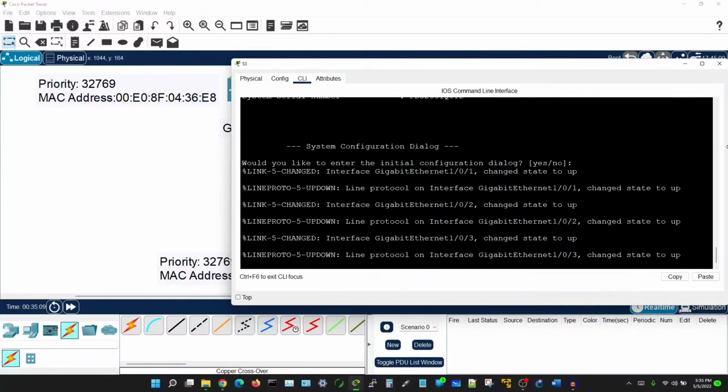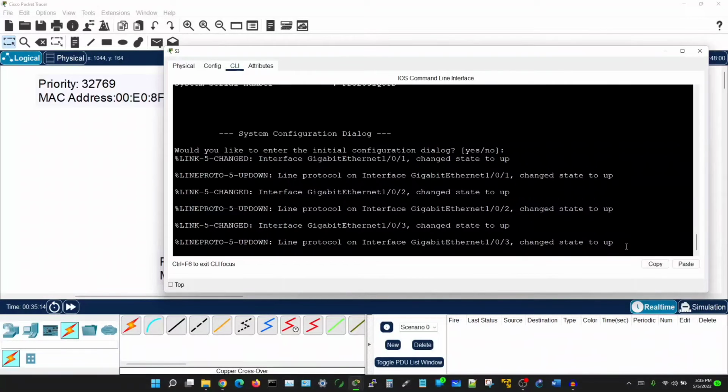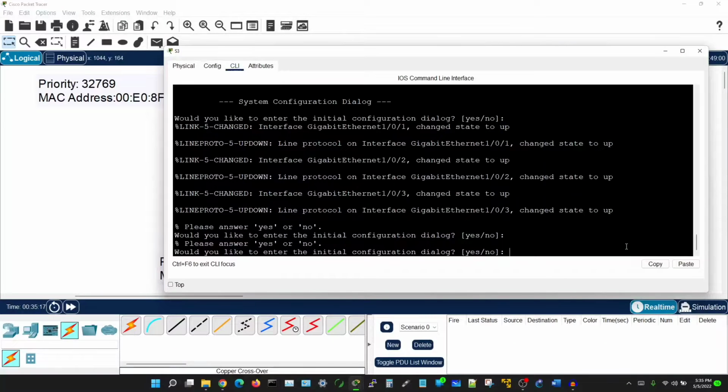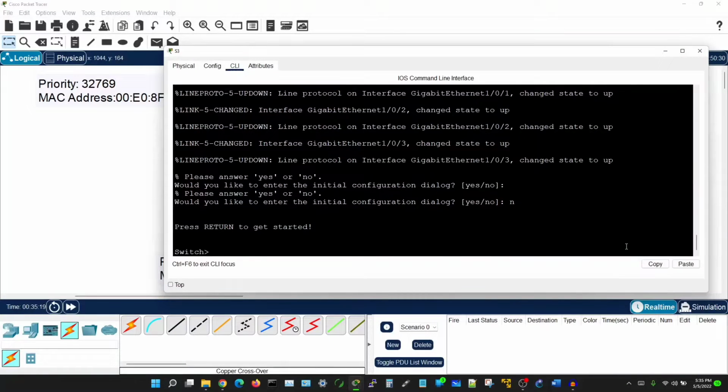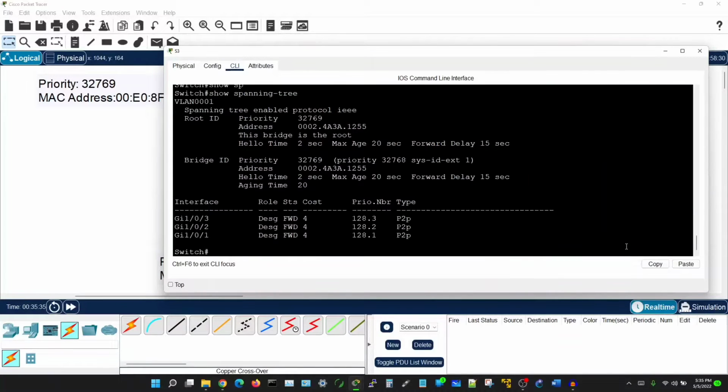Now, if we want to confirm that, we can go to the command line and investigate. We can take a look at that by typing the command. So first enable and show spanning tree. All right, and yes, as we predicted, this switch is the root.